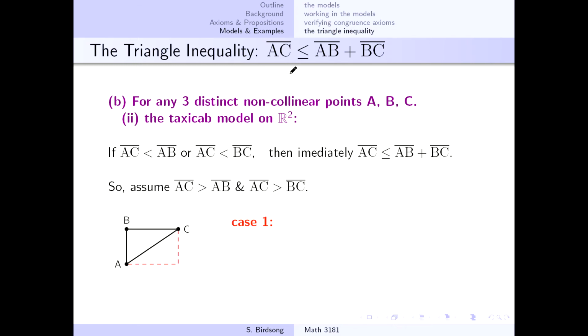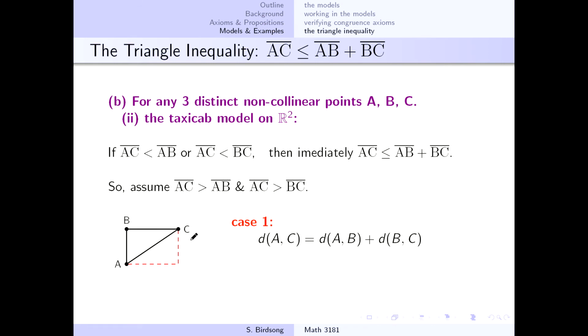So, first case. First case is what happens if AC is your longest of the three sides and you get, well, a little right triangle here. So the other two sides are vertical and horizontal. Maybe it's not this exact picture, but it's this idea. Well, what happens with the Taxicab model?